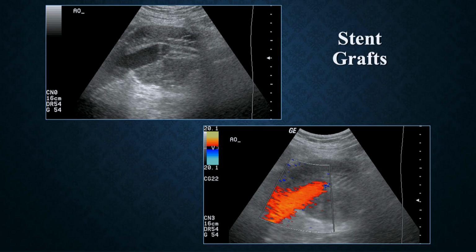Obviously, what we also want to do is assess for flow in the stent graft. As you see here on the color Doppler image, the graft is patent, but there should be no flow in the excluded aneurysm sac.